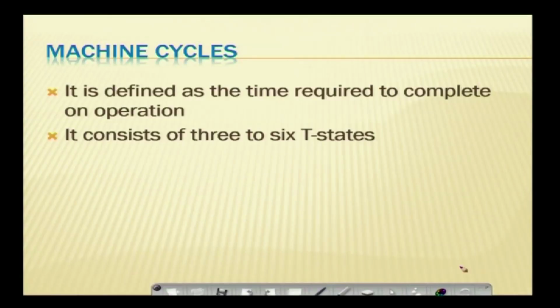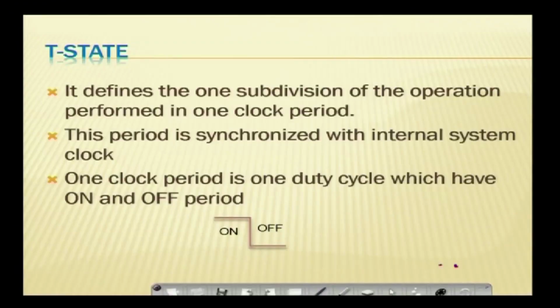A machine cycle is defined as the time required to complete one operation. The machine cycle is divided into a number of T states, from a minimum of 3 to a maximum of 6 T states. A T state is defined as one subdivision of the operation, performed in one clock period. The number of T states makes a machine cycle, and the number of machine cycles makes an instruction cycle. This period is used for synchronization with the internal system clock.